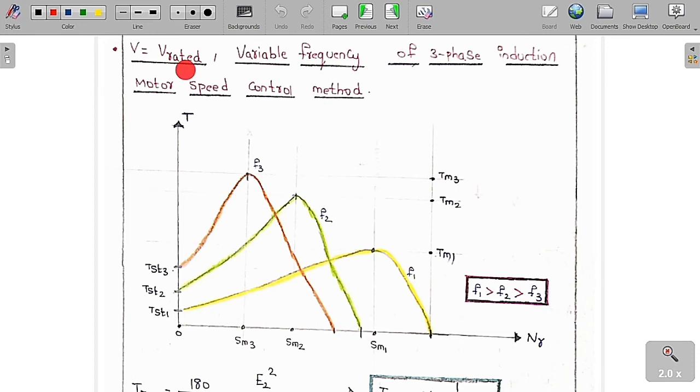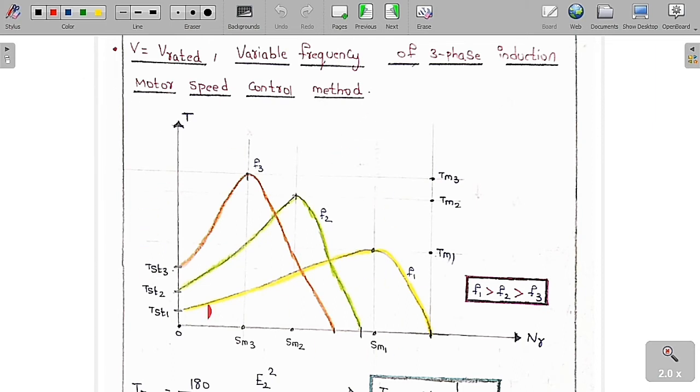So now we'll discuss further important points regarding all the topics of electrical machines. Just listen carefully. Suppose V is the rated voltage and the frequency is variable in a three-phase induction motor speed control method. So basically we are going to give a fixed rated voltage, but a variable frequency, which is used for controlling the speed of the three-phase induction motor. Then what are the characteristics that we are going to get when the supply voltage is rated and constant and the frequency is variable for this three-phase induction motor? If these conditions are applied, then you are going to get different characteristics.